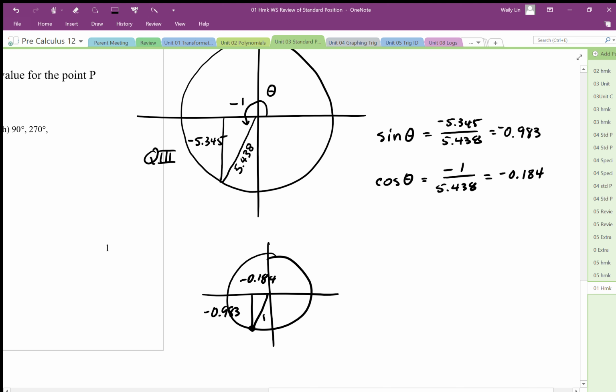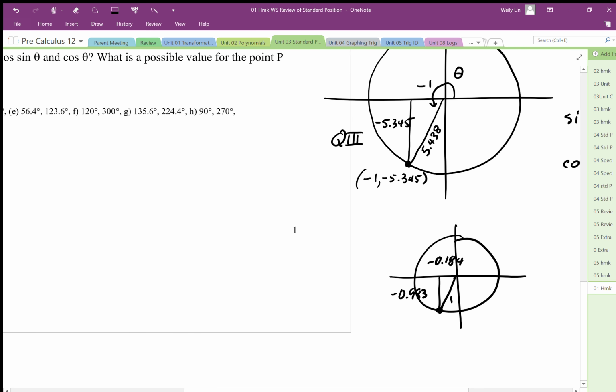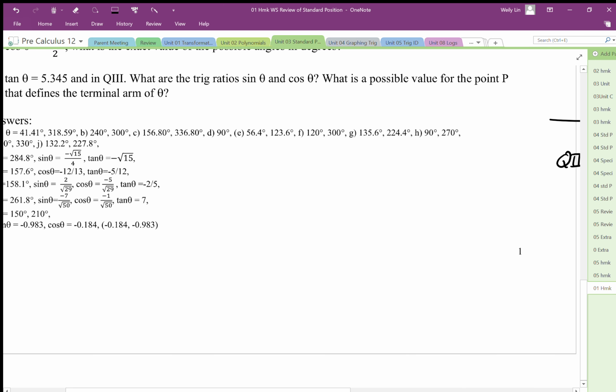So it could also be using the position on the bigger circle. So negative 1, negative 5.345, and that would also be a possibility. So any multiples, we can scale this any way we want, but as long as it's in that ratio, we'll have possible coordinates for point P on the terminal arm.